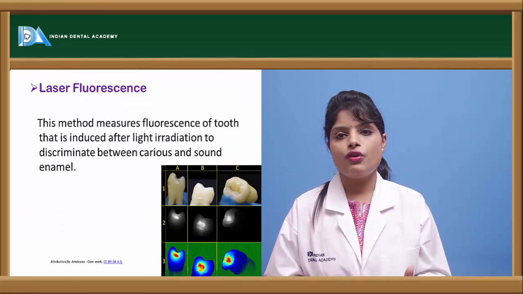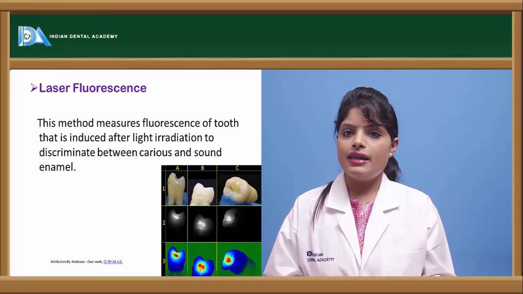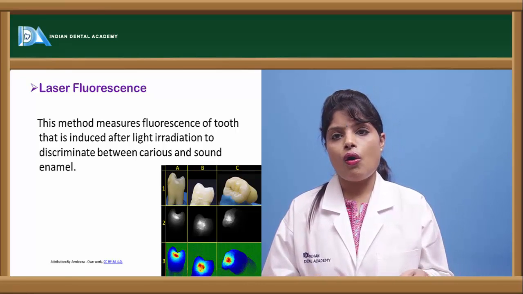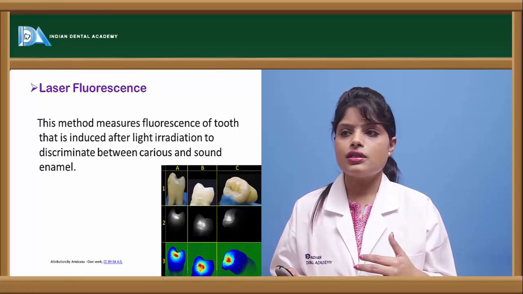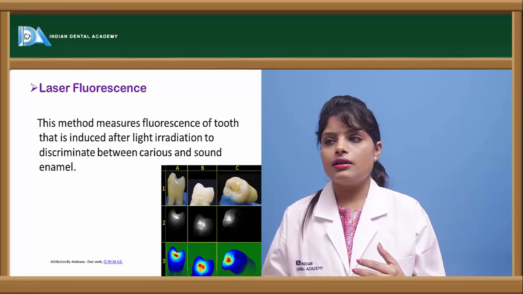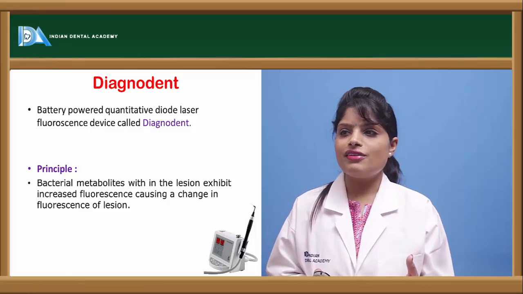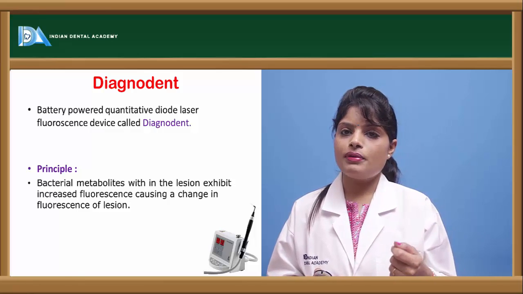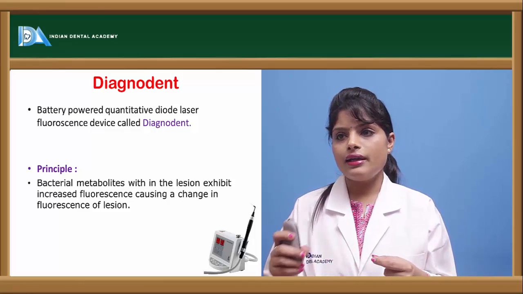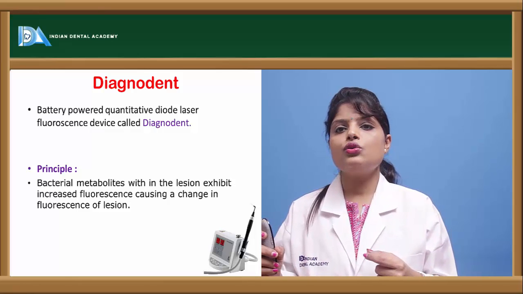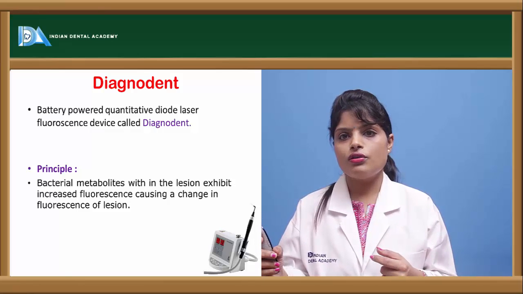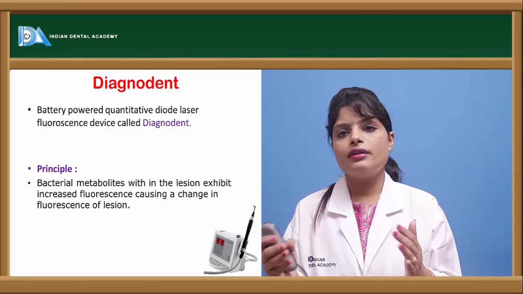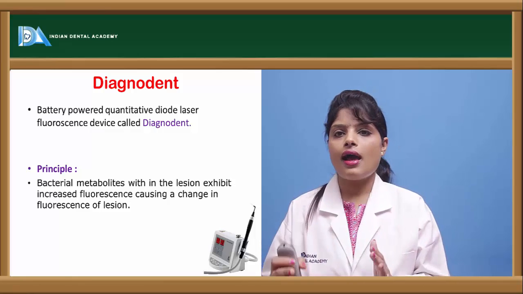So next comes the laser fluorescence. It is basically a laser active device, and by means of fluorescence of the defective or carious tooth surface, this difference in fluorescence is recorded. Basically the DIAGNOdent works on this principle. It is a battery operated diode laser device. In this, first the fiber optic probe is placed on the tooth surface, and the fluorescence which is detected from the carious tooth surface is taken up by another fiber optic probe, and then this probe transmits it to the monitor, which will record the difference in the fluorescence between the sound enamel and the carious enamel.